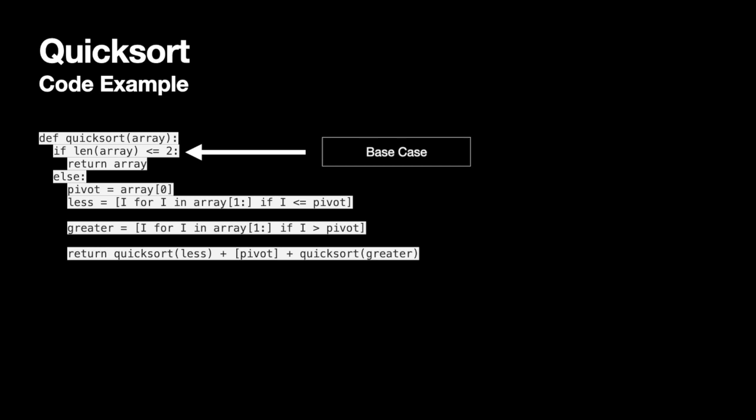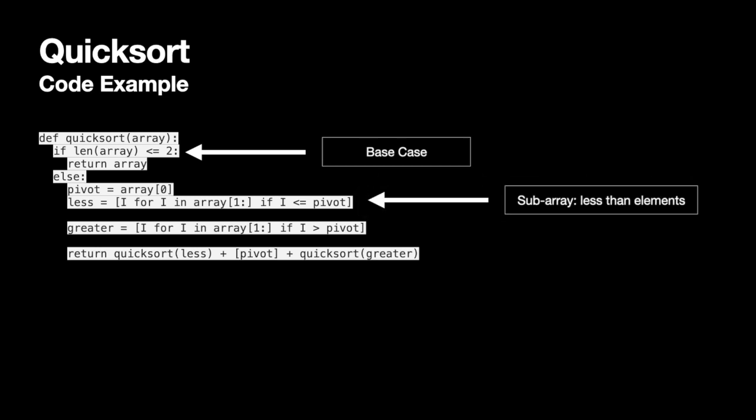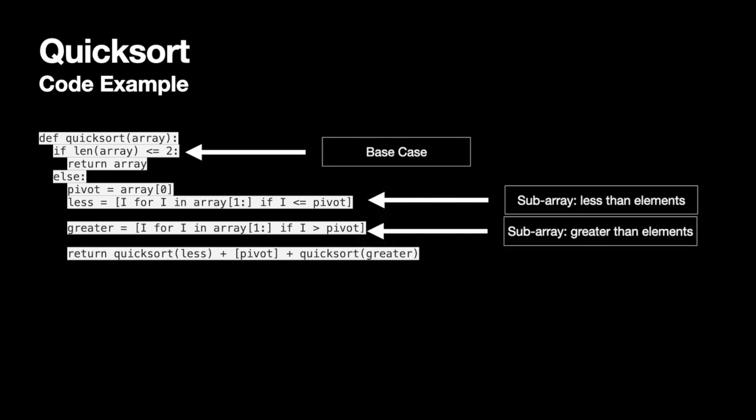If the base case is not met, the recursive case is called, a pivot is selected from the array, and the remaining values are sorted as being less than or greater than the pivot. The quicksort function is then recursively called until all subarrays reach a length of less than or equal to 2 and are sorted. Then, the sorted lists are combined and returned.